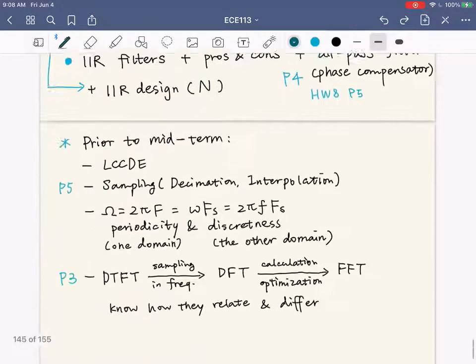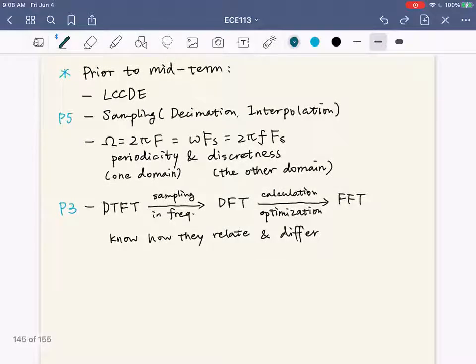This is basically all the content after the midterm. Prior to the midterm, we discussed the traditional way to solve the LCCDE, and we also covered sampling. I know we suffered a lot from the sampling on the midterm, right? I guess after the professor's explanation of the midterm exam, we have a better grasp of this part.